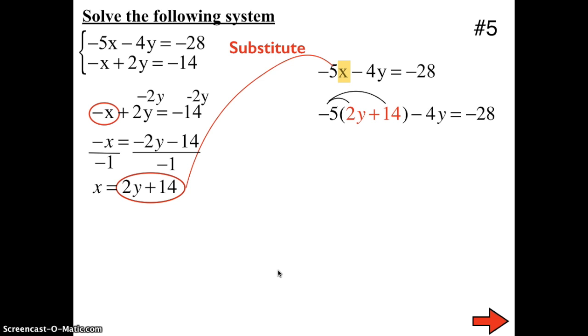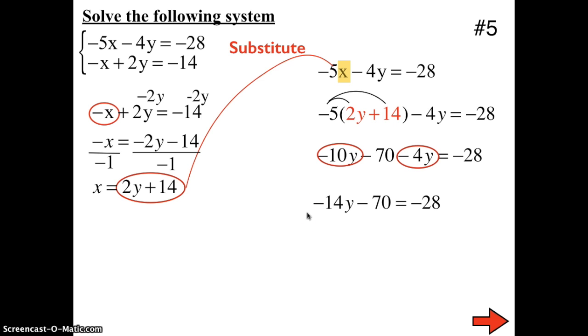Most definitely. Once I do that, I'm going to go ahead and simplify, leaving me with the negative 10y minus 70 equals negative 4. Now, after you've substituted and you distribute, you have to ask yourself, is there anything you can combine? The answer for this particular problem is yes, there is. You're going to go ahead and combine the negative 10y with the negative 4y, leaving you with negative 14y minus 70 equals negative 28. So first, you substituted.